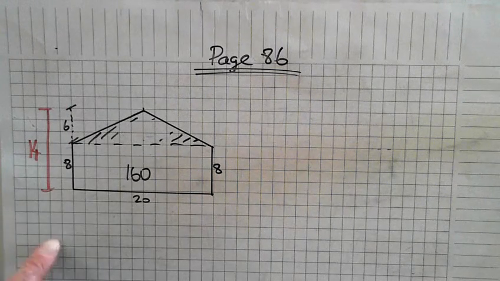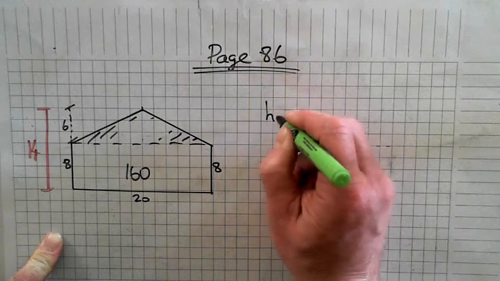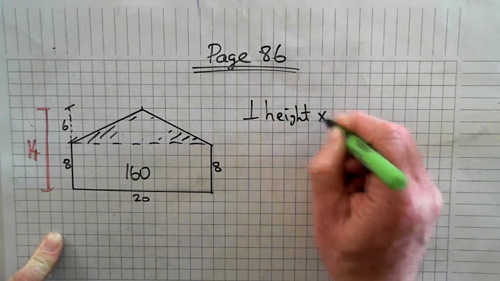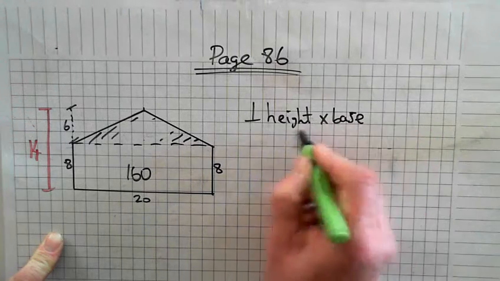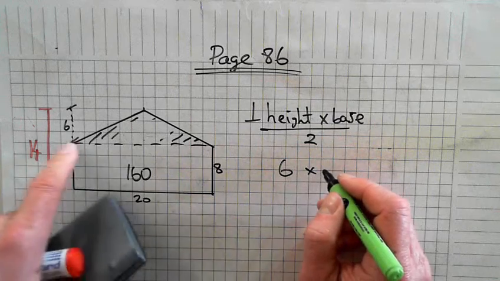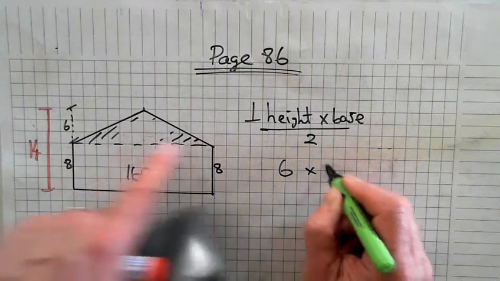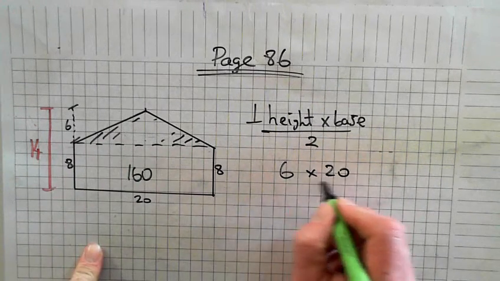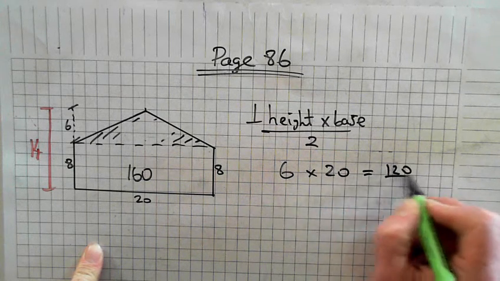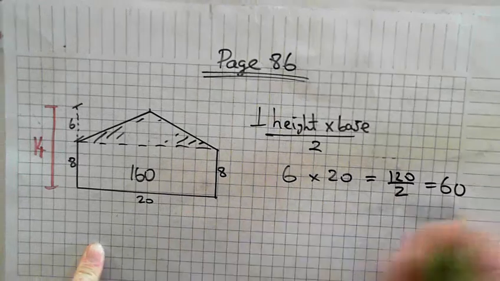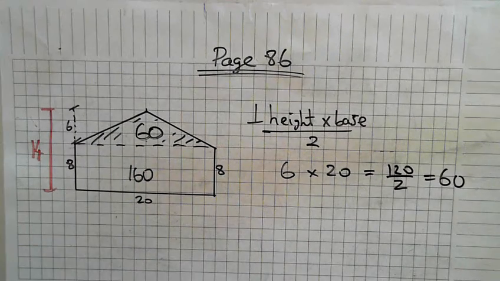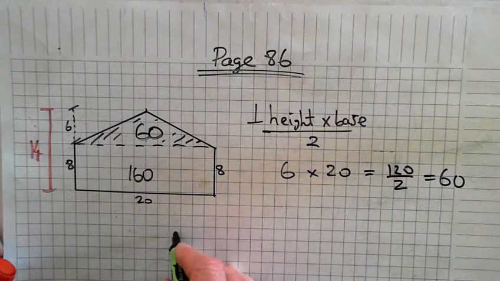What's the formula for the area of a triangle? The perpendicular height times the base divided by 2. The height is 6 times the base, that's 20, and divide the answer by 2. 6 times 20 is 120, divided by 2, 60. So what's 60 and 160? Add, 220.